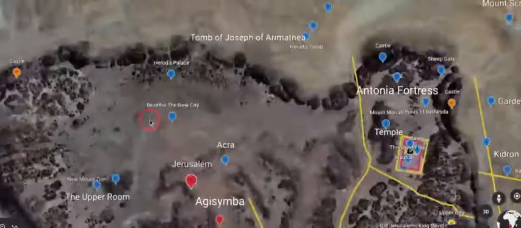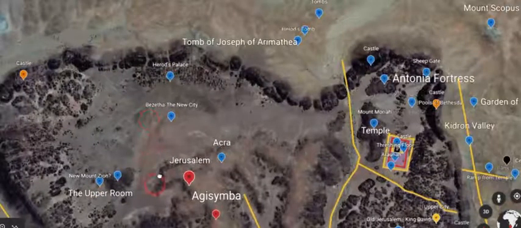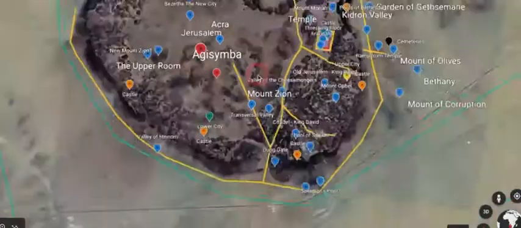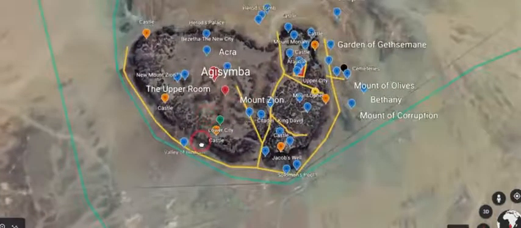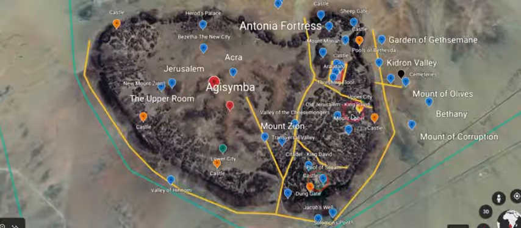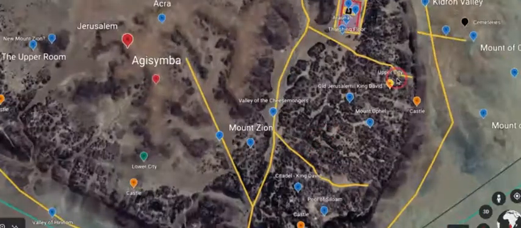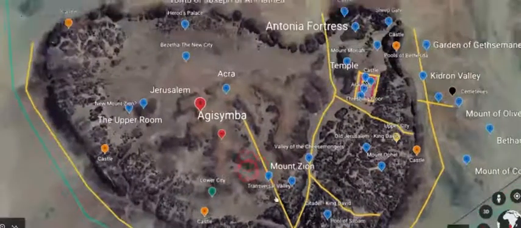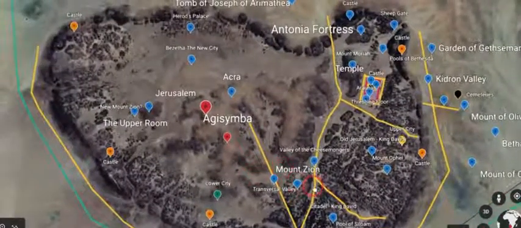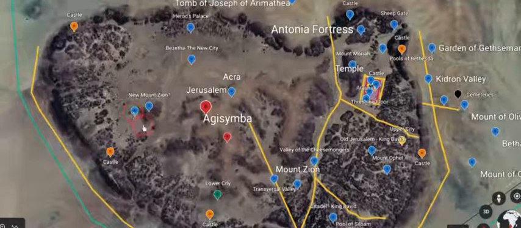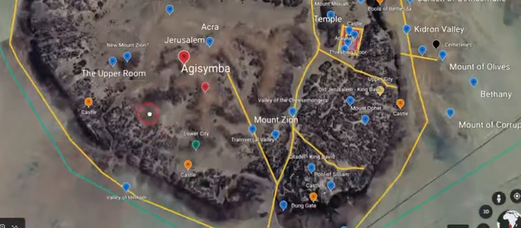Look at it there. And all of this section here is what Josephus called Bezetha, the new city. Jerusalem was divided into a new city, all of this, and the old city, and all of this, as well as an upper city and a lower city. Now that's the original Mount Zion. Over here is the new Mount Zion. Right there, and next to the new Mount Zion was the upper room.